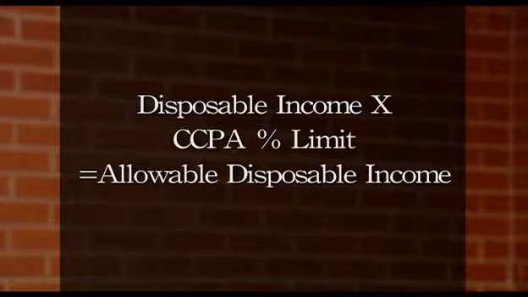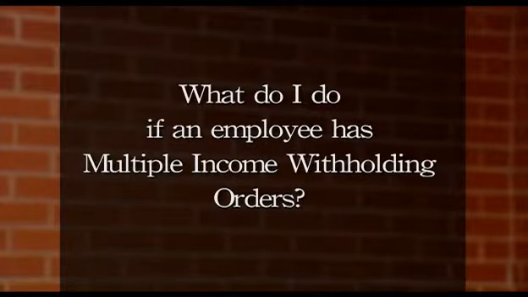Here's our final question. What do I do if an employee has multiple income withholding orders? When an employee has multiple IWOs, you as the employer must also determine how much of the allowable disposable income is remitted on each of the IWOs. The same basic rules apply, but there are some differences. First, we need to look at the different scenarios.